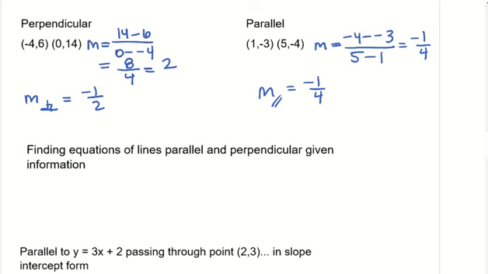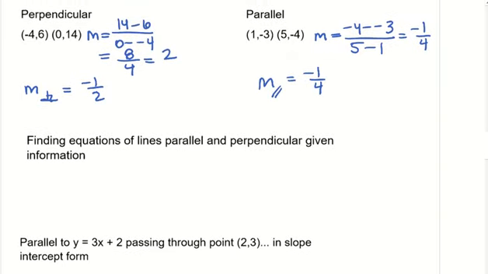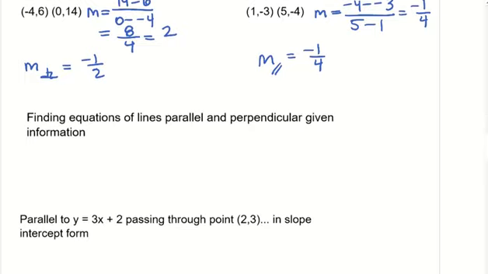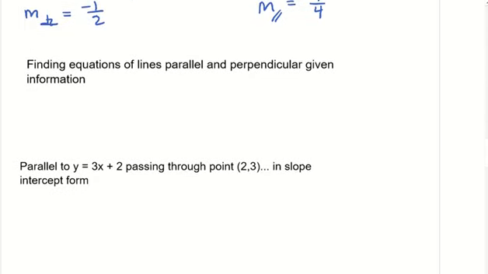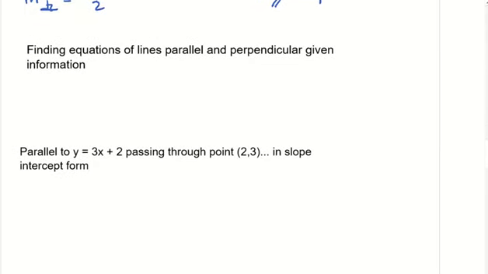Finding equations of parallel and perpendicular lines, basically they probably pass through a point. It's going to be the type of information they're going to give. So really the best thing to do is kind of go through the statement of the question. Parallel to y equals 3x plus 2. Well, so it's parallel to a line that has slope 3. So that means that the slope is going to have to also be 3, because parallel lines have equal slopes.